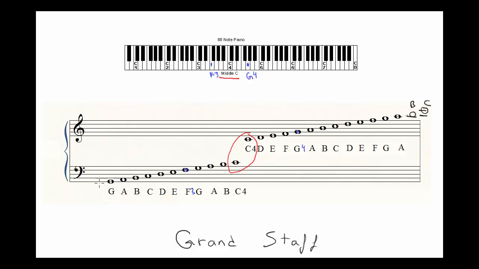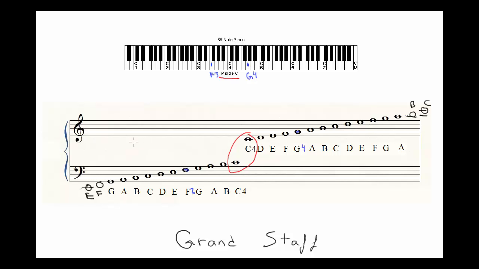The same thing going down. We can add there an F, and then we put one ledger line. Oh, let's fix that. Let's make that a little clearer. That would be an E. Make sure you're very clear to show that either the note is on a line or on a space. Okay.